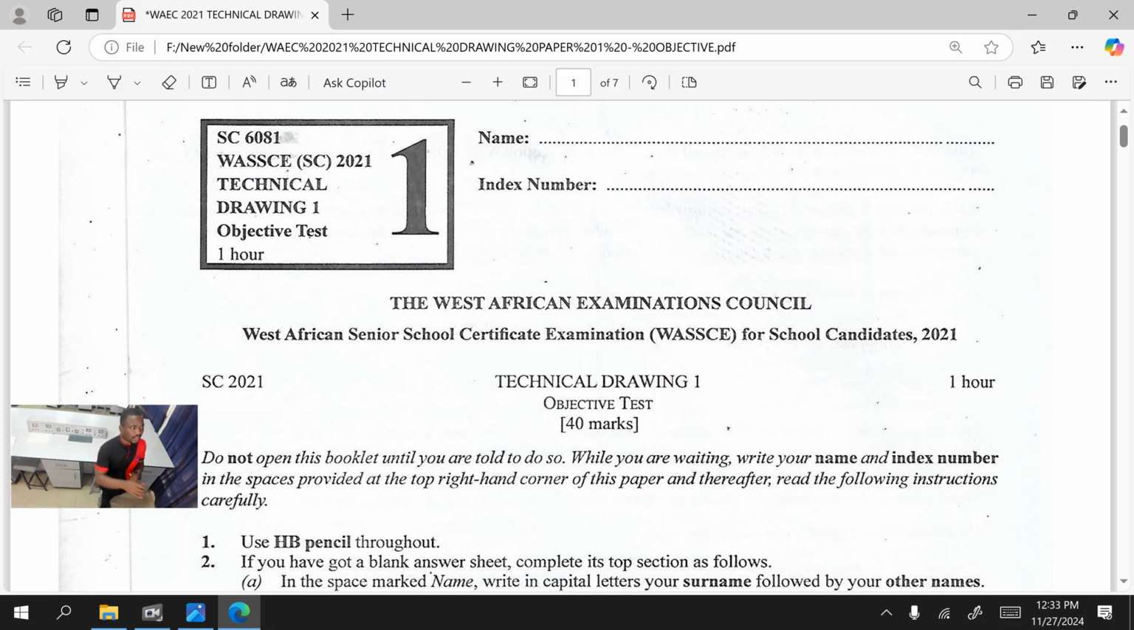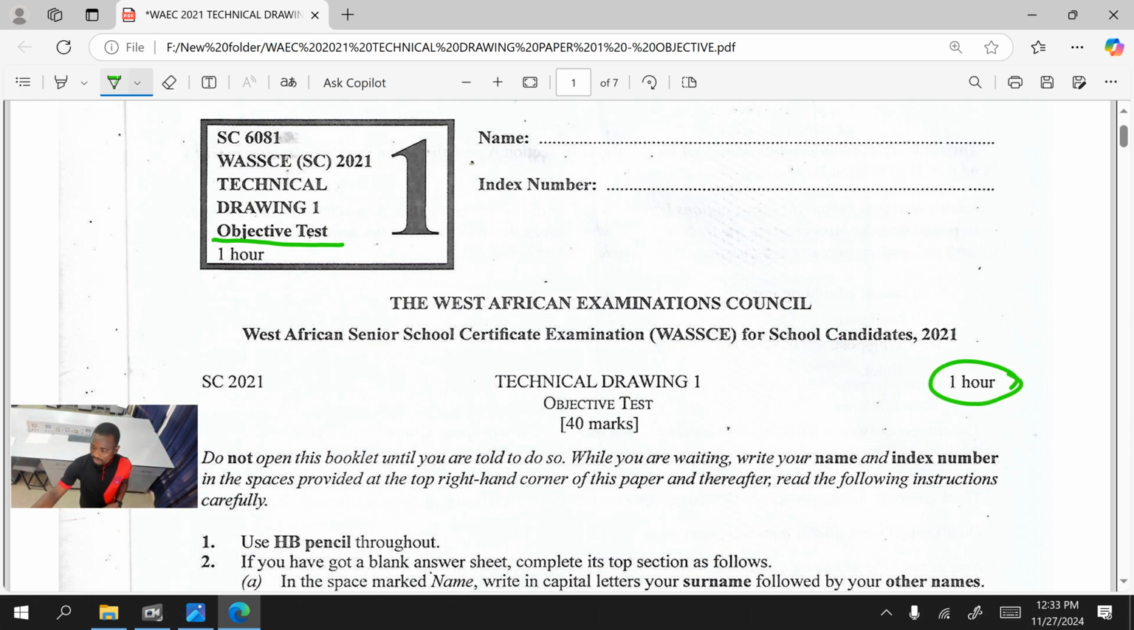Today we'll be looking at WAEC question 2021, Technical Drawing Paper 1. Paper 1 is always an objective test. You'll be given 40 questions, options A to D, and you have to use 1 hour. 40 questions for 40 marks.